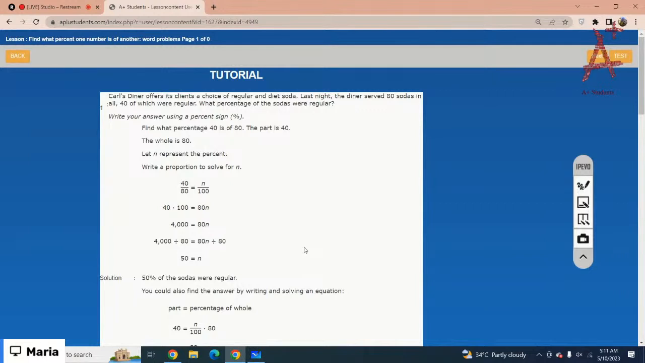So the total sodas are 80 and 40 were regular. So 40 is exactly half of the 80, isn't it? That means 40 is 50% of 80. Got it? That is the answer. That is the logical answer, but you can calculate using the proportion. Got it? The same proportion we just did for the question. Let's just start with the test questions.